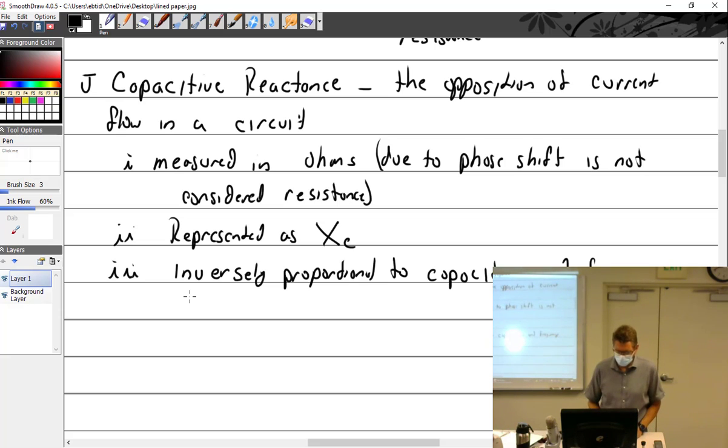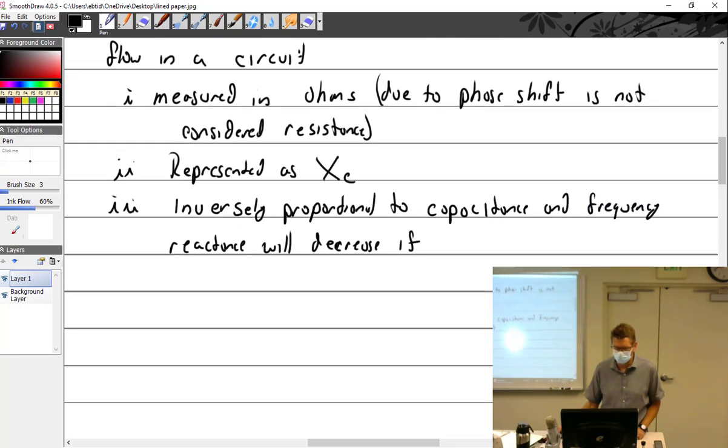In other words, reactance will decrease if capacitance or frequency increases. So reactance will decrease if capacitance or frequency increases, and it will increase if capacitance or frequency decrease.